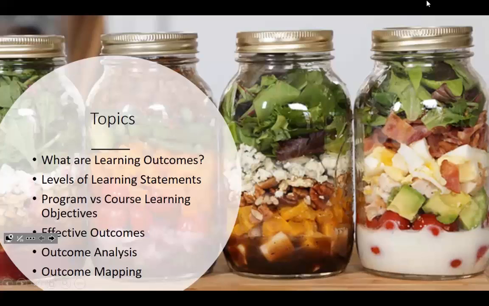So during this session, we're going to talk about what our learning outcomes, levels of learning statements are. We're going to define, for our purposes, program and course learning objectives. We're going to talk about what makes an effective outcome or an effective objective. And then we're going to analyze to make sure we have effective outcomes for our programs and courses. And then we're going to map them all together.